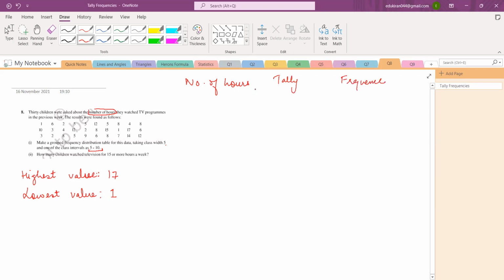So start making your class intervals. The lowest value is 1, so we'll start with 0 to 5. The next interval is 5 to 10, which is already included in our data. Then next is 10 to 15, 15 to 20. I think this is enough because the highest value is 17, right? Now do the tally, all of you, very quickly for this one.